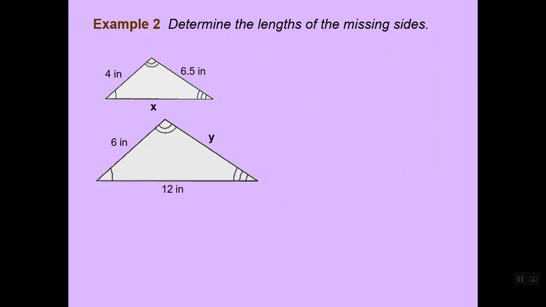All right, so here's where we're really going to use that proportional relationship. We've got two triangles, but we've got some side lengths that we don't know. But we're able to use our proportional relationship to figure it out.